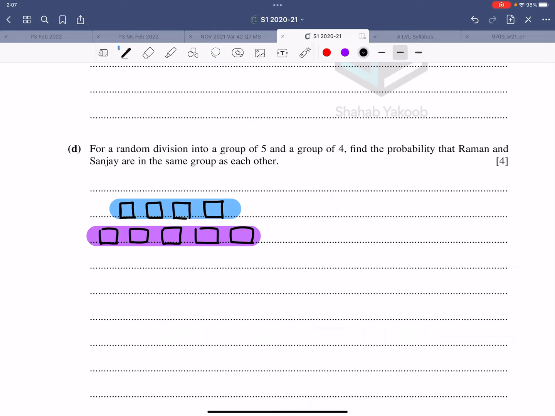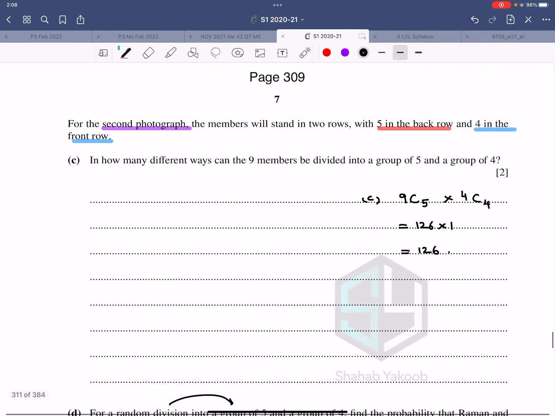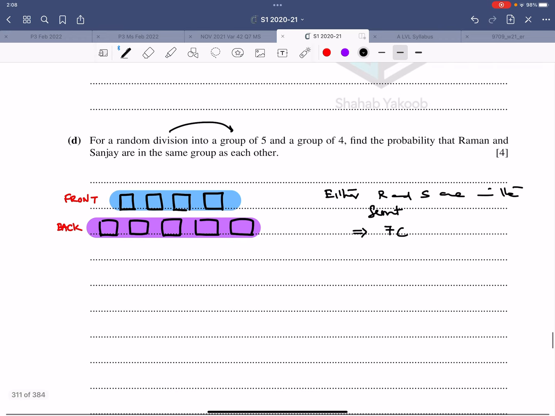So either, this is the front row, this is the back row. Either both R and S are in the front. Wherever they are seated, it's like division into groups. If they are in the front row, then out of the remaining 7, how many should be selected? All together there are 9 and a group of 4. Out of 7, you have to select 2 more.